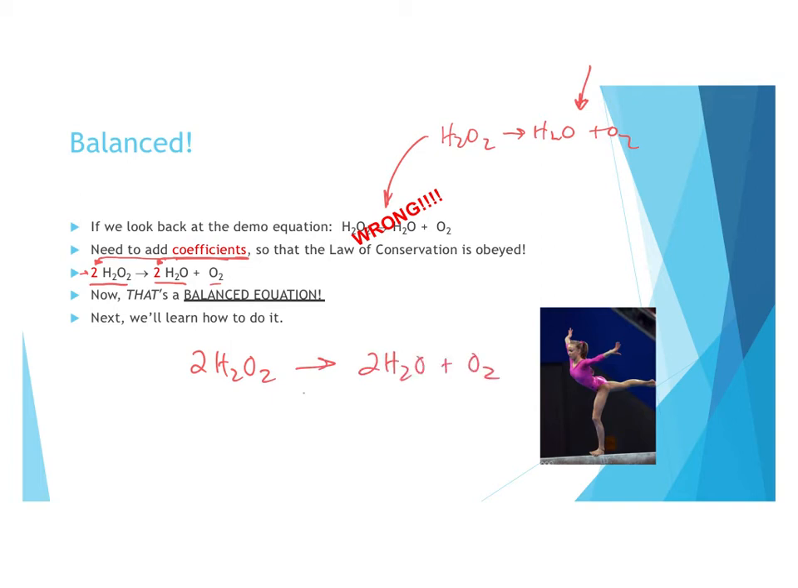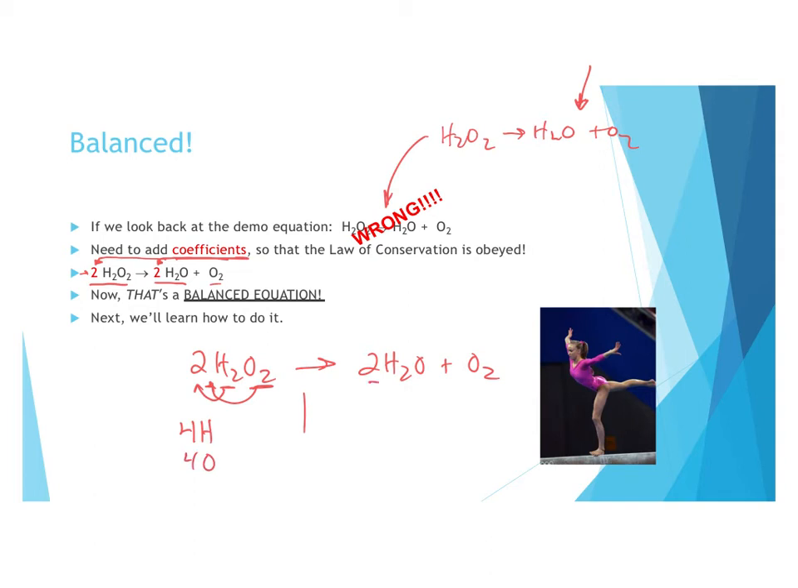Okay, so now before the reaction, how many hydrogens do I have? Well, there's 2 in the formula, times the 2 out in front. So that gives me 4 hydrogens. Likewise, there are 2 oxygens in the formula times the 2 out in front. So that means that there are 4 oxygens beforehand.